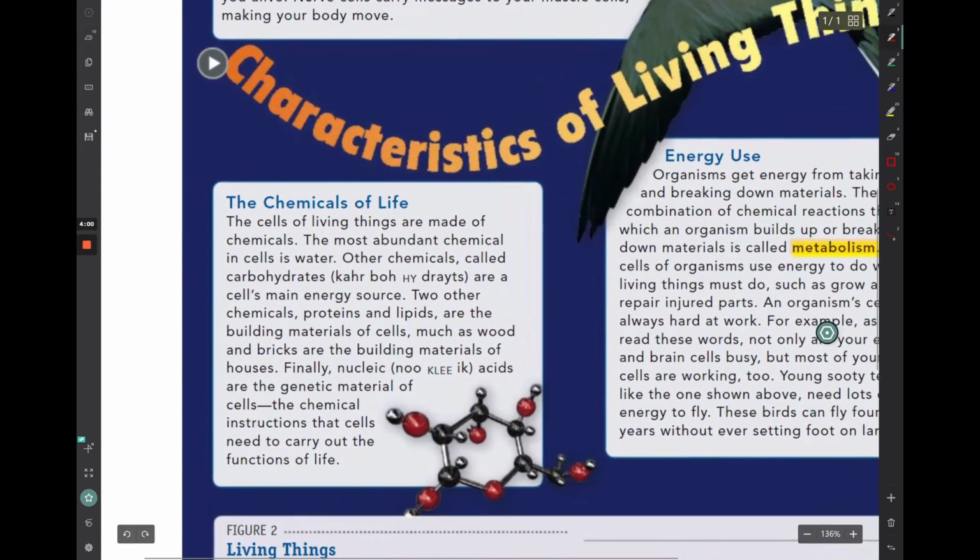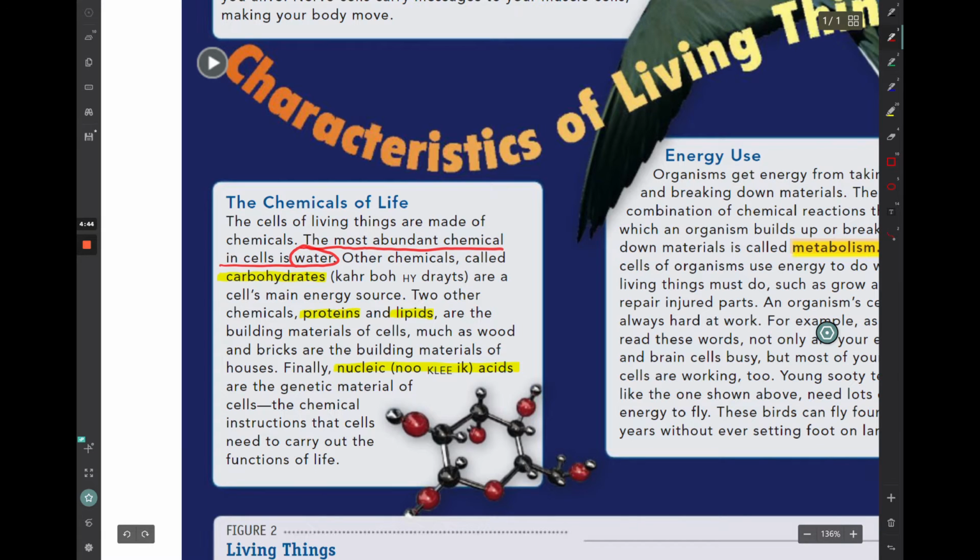The chemicals of life. First of all, the most abundant chemical in cells is water, and arguably, possibly the most important chemical that we have in our body is water. But there are other chemicals that living things have that are also important for life that carry their own characteristics. These are not highlighted, and I'm not sure why they didn't highlight these key words. But those chemicals that are important in living things are carbohydrates, proteins, lipids, and nucleic acids.